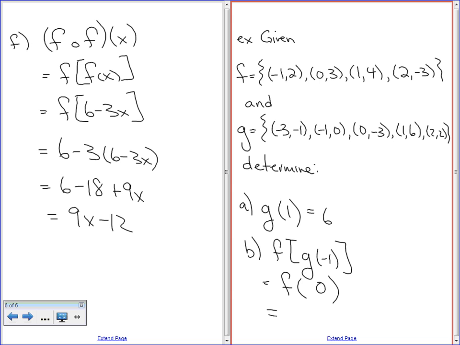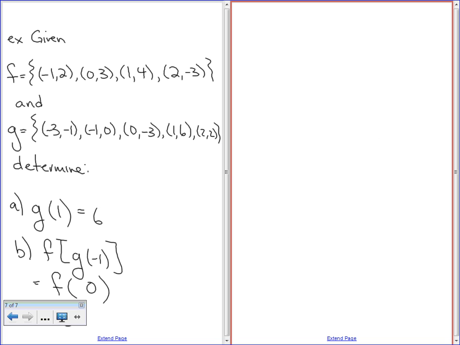Rebecca. Anybody have no clue where Rebecca got these answers from? You're just reading them off the points, right? So when x is this, you're looking for what y is, right? So g at negative 1, here's negative 1, that's 0, so I replace it. Then I look for f at 0, here's f, here's 0, the answer's 3. Make sense?